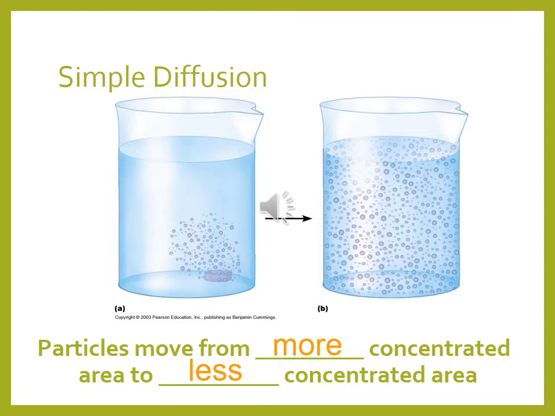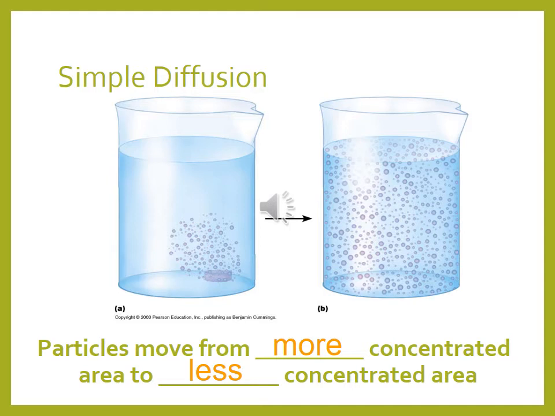Well, it's the same thing. This is just simple diffusion. Particles moving from where they're more concentrated to where they're less concentrated. We see this at the human level. When you're in a crowded area, you tend to try to move to areas that are less crowded. During lunchtime, I see people doing that all the time.